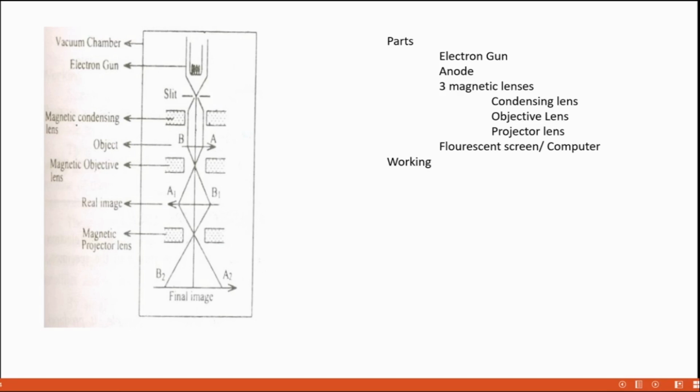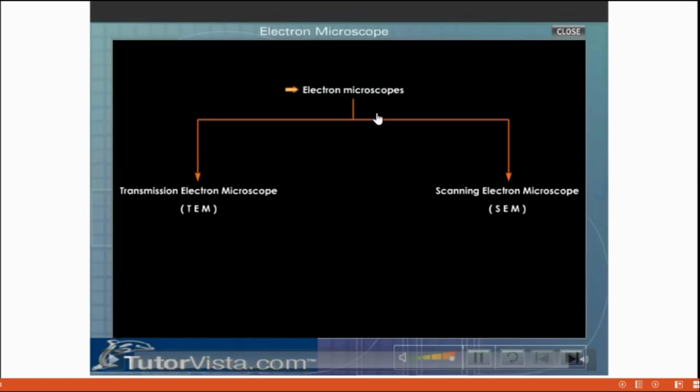By adjusting the voltage, we are focusing. That is the other difference. Then I think everybody understands. Next slide. In this slide you can see the internal arrangement and the working of the electron microscope. So let us go and see the video.